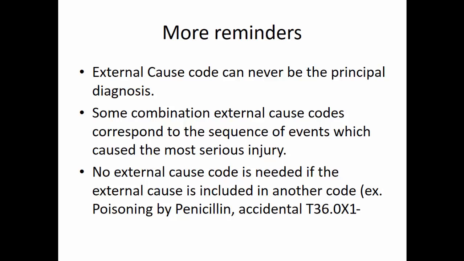Some combination external cause codes correspond to the sequence of events which cause the most serious injury. For example, a fall and the person hit their head after they fell, and that hitting the head after they fall is the most serious consequence. That would be captured in a combination code. No external cause code is needed if the external cause is included. For example, poisoning by penicillin. That is in your T36.0X1 code, so you do not need an external cause code.